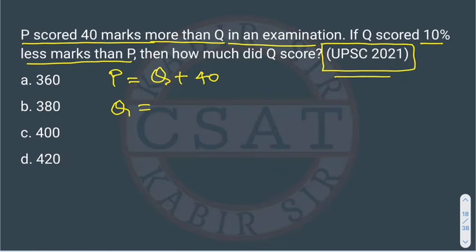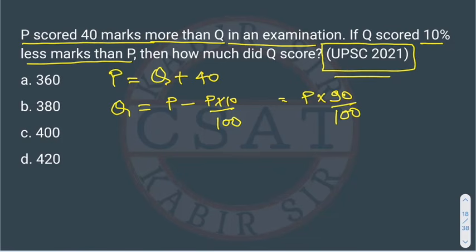Q is scoring 10% less marks from P, right? So this equation will be like this. Or see, we can also say Q is scoring, because he is writing 10% less marks than P, or we can say he is scoring 90% marks of P, right? So both things are the same actually. This is just a way of writing. If you convert into a mathematical equation, you can also write 90% of P is equal to Q. So both are the same thing.